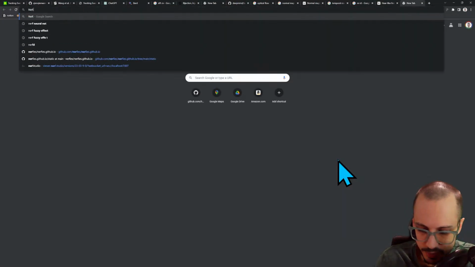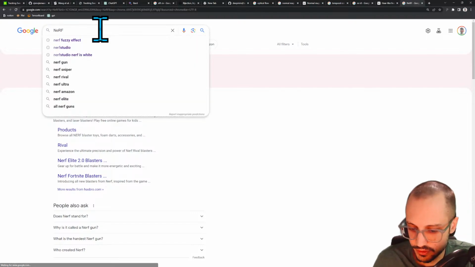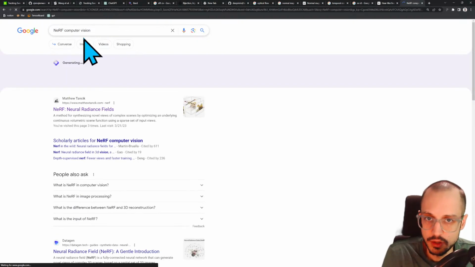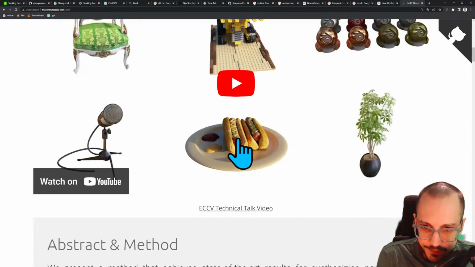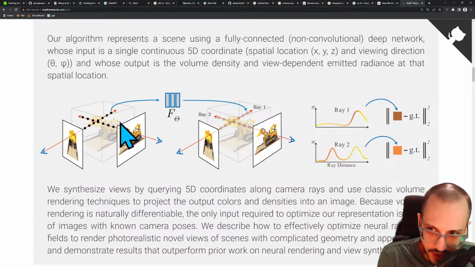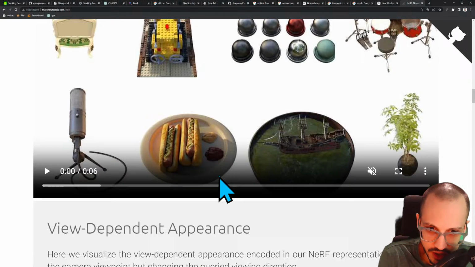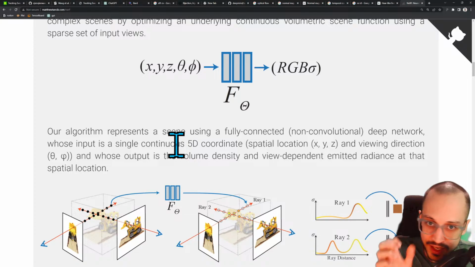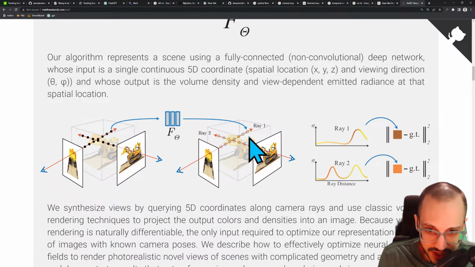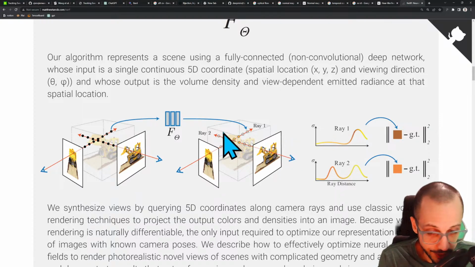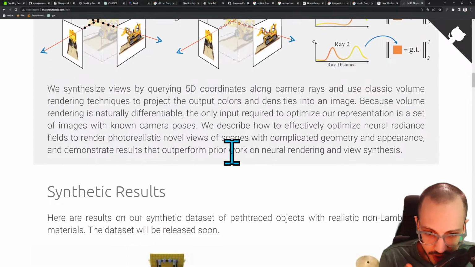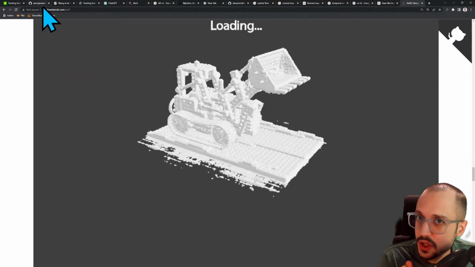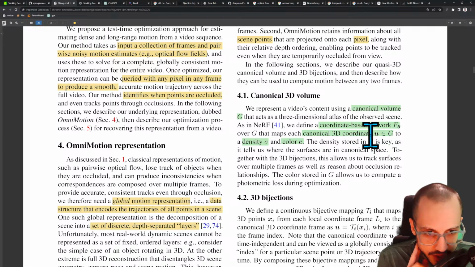So let's pull up our good old NeRF picture here. Yep, right here. What a NeRF is doing is it's basically taking a single point, right? So this point here is represented by X, Y, and Z, 3 coordinates. You give that to this NeRF. Usually you're passing a couple other things too, such as the view of the camera, the view angle, and then the NeRF will give you a sigma, which is the density, right? Whether or not basically there's something there or whether there's nothing there. And then it'll also give you a color, which is an RGB. The density stored in G is key as it tells us whether the surfaces are in canonical space.